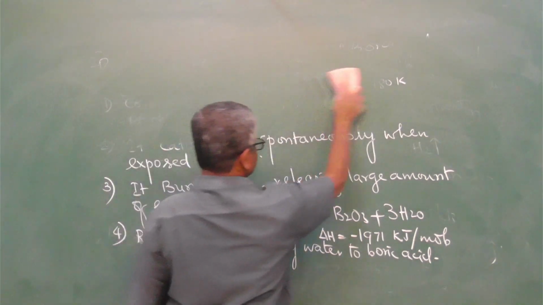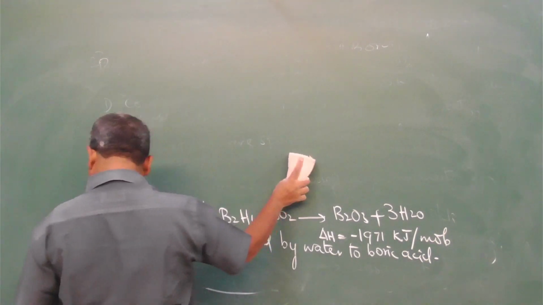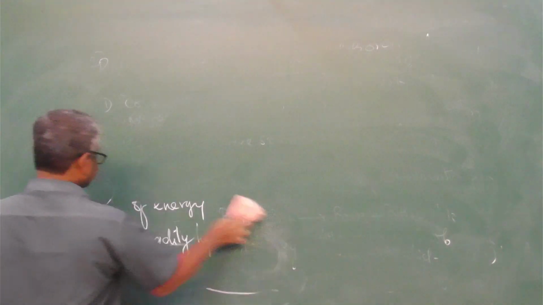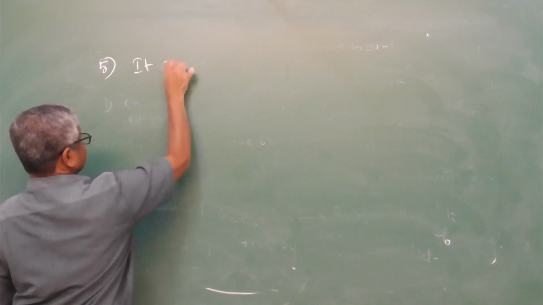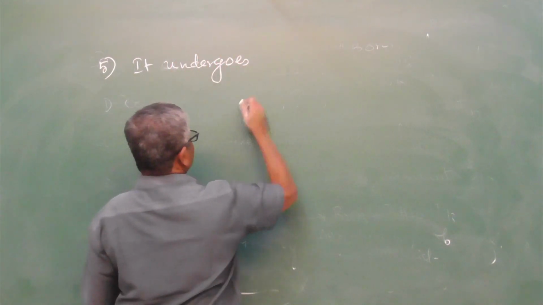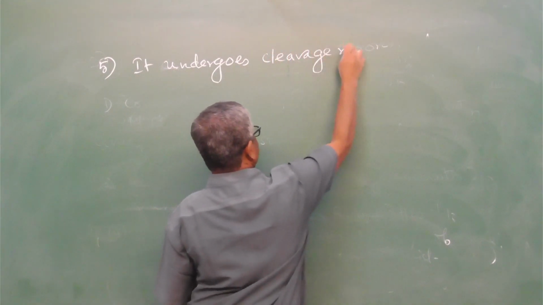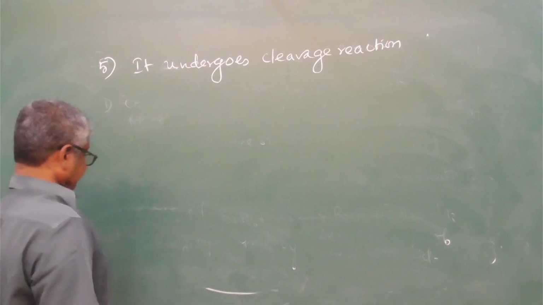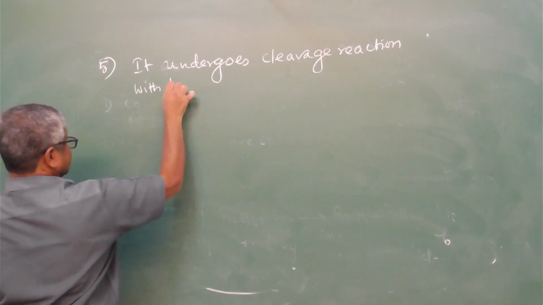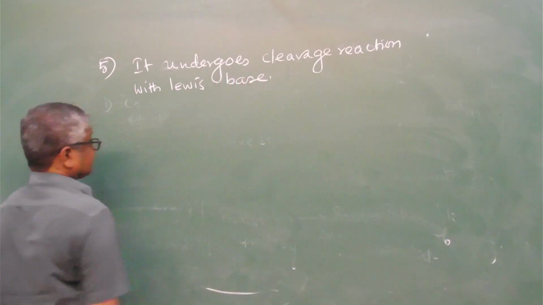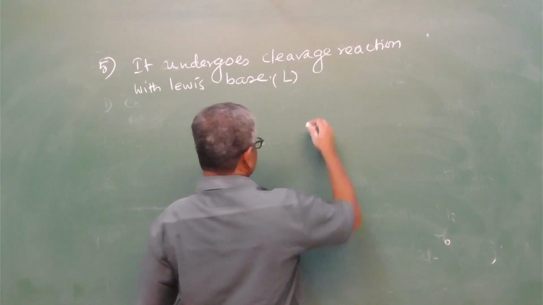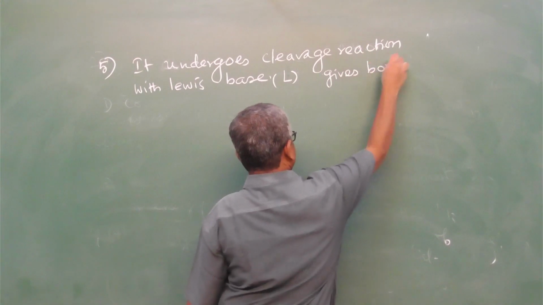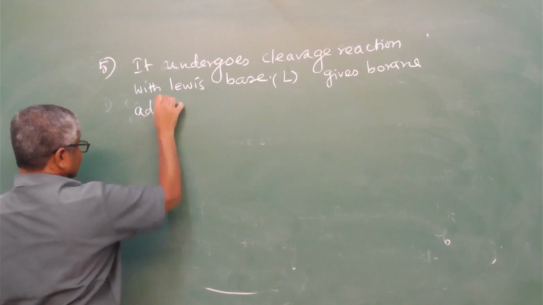Next, fifth use of the compound. Diborane undergoes a cleavage reaction with the Lewis base, and with the Lewis base considered as L, it gives a borane adduct.